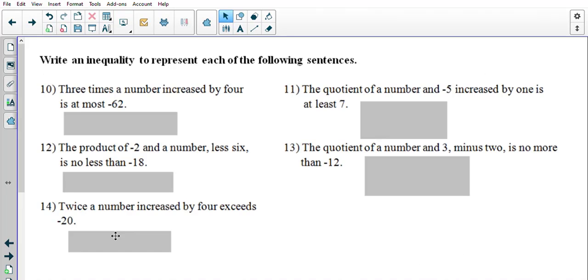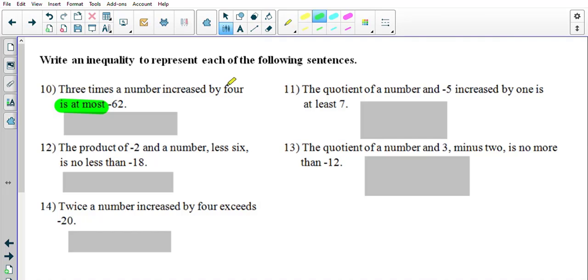So let's begin by taking a look at numbers 10 through 14. These questions ask us to write an inequality to represent each of the following sentences. Number 10 says 3 times a number increased by 4 is at most negative 62. So the only new part here is our inequality, and is at most is going to represent our inequality. If we say is at most, don't forget we have our inequalities guided notes that has a table which goes through a lot of these phrases and matches them to the appropriate inequality. Is at most is going to be our less than or equal to symbol.